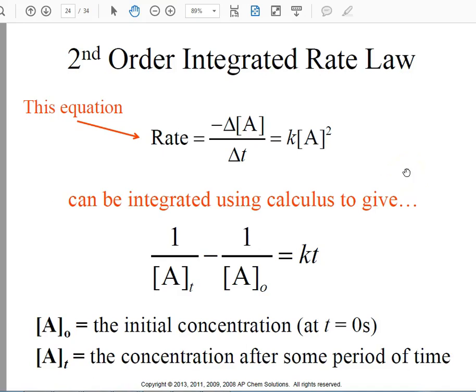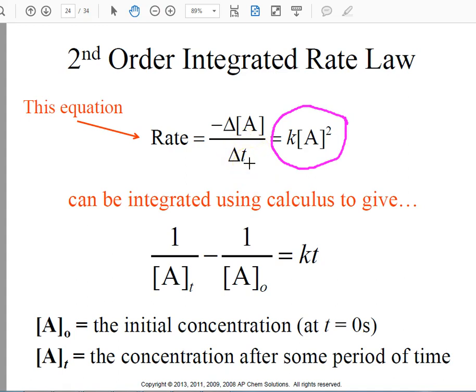Okay, we talked about first order integrated rate law in the last video, and so now we'll talk about second order integrated rate law. So, reminder that we know two things about the rate. We know that the rate is equal to the rate law, which is what you see over here on the right, and it is also equal to the change in concentration of a reactant divided by the change in time.